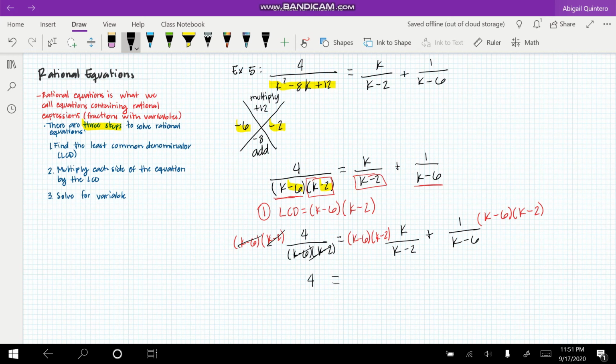Now for the other equation, k minus 6 times k minus 2 times k over k minus 2, I can see that k minus 2 is the only one repeated. So I will have k minus 6 times k. And then something similar is happening with the last fraction. So k minus 6 will be canceling out with the denominator, so we are left with 1 times k minus 2.